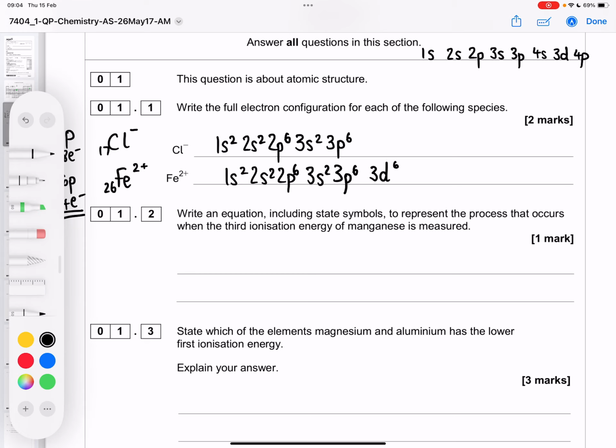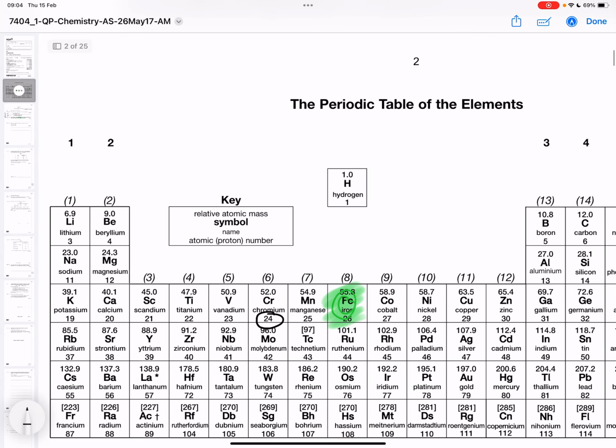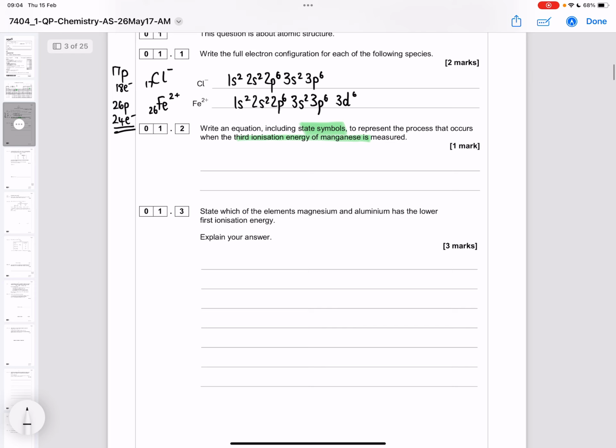Our next question says, write an equation including state symbols that represents the third ionization of manganese. So again, be careful, read carefully. Manganese, if we look on the periodic table, is here, Mn. So we're going Mn. The third ionization energy is removing the third electron, so it would already be 2+.